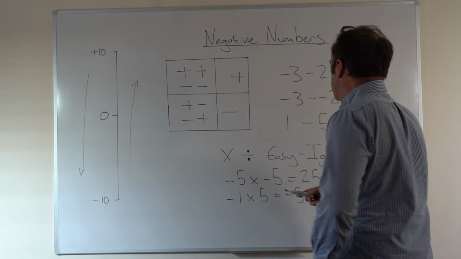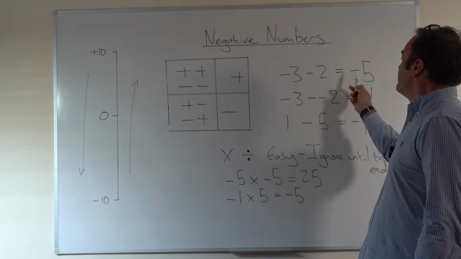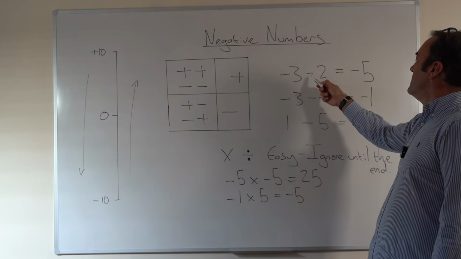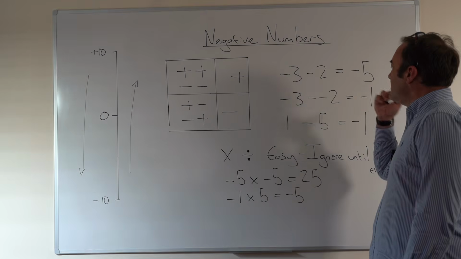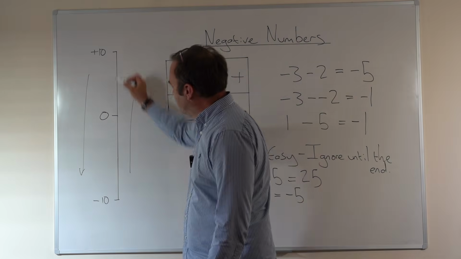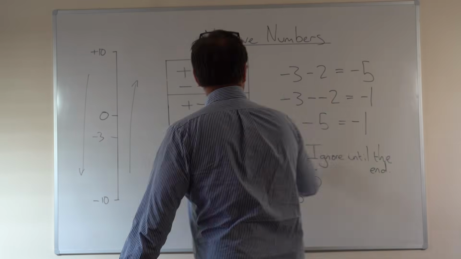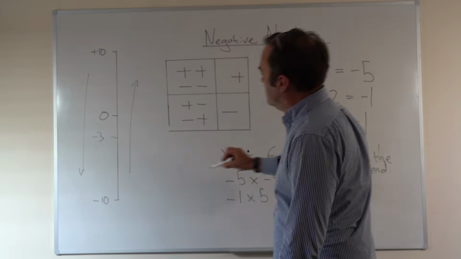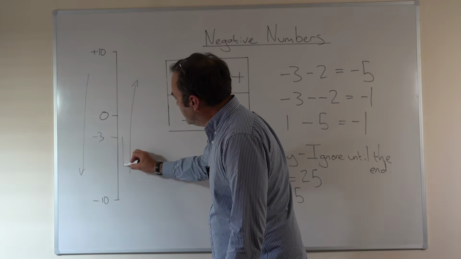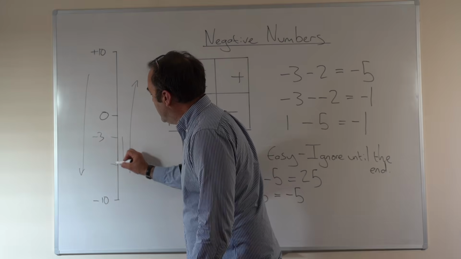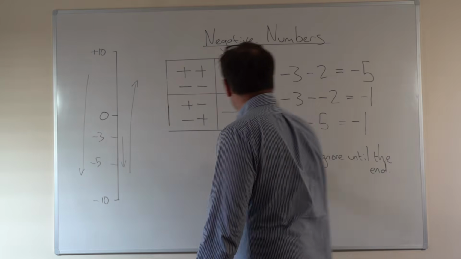So let's look at some examples. We've got minus 3 minus 2. If we get children to think about the number line, we think about minus 3, and then what we're actually doing is subtracting 2. When we're subtracting, we're going further down. So we count down, and we end up at minus 5.